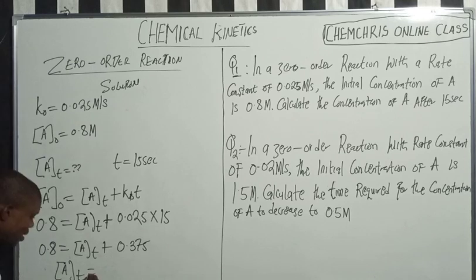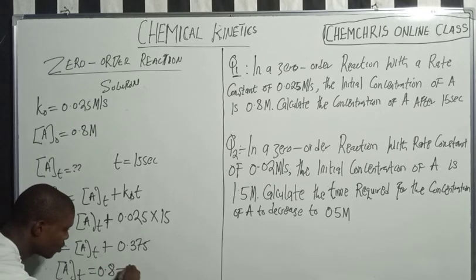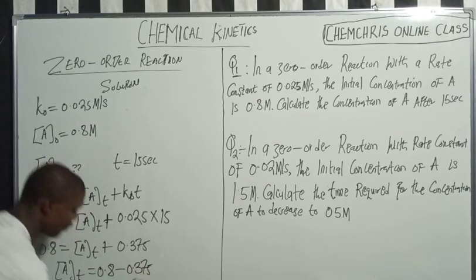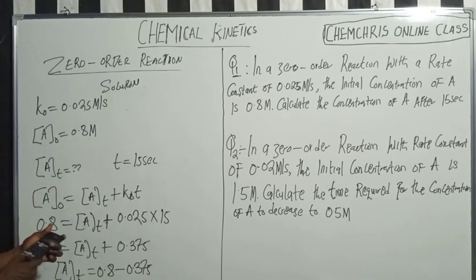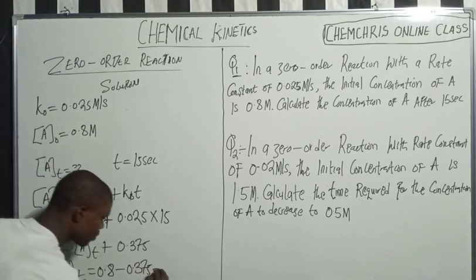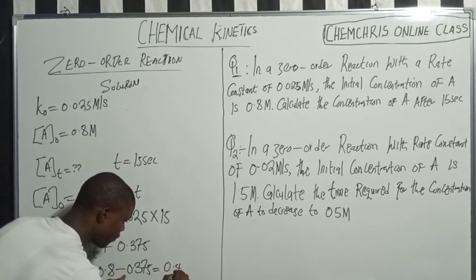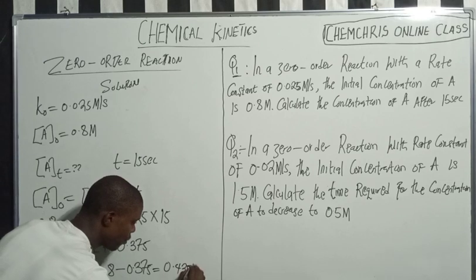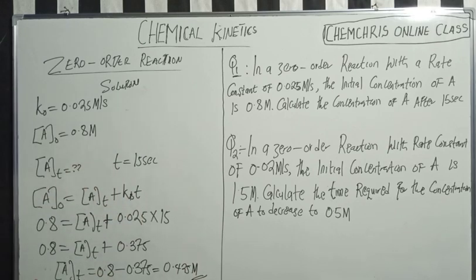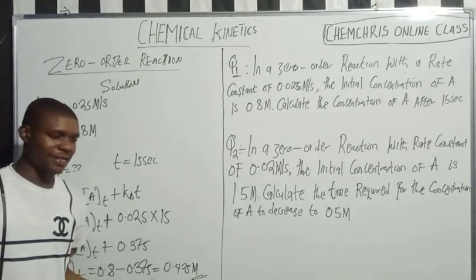So if we solve the formula here, A_t equals 0.8 minus 0.375. Here we have 0.425 molarity. Can you see that? So you can see how easy it is, right?